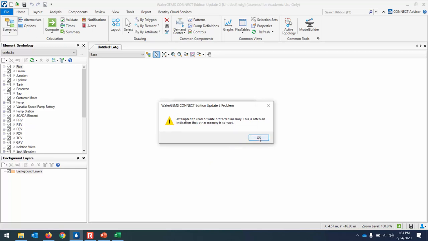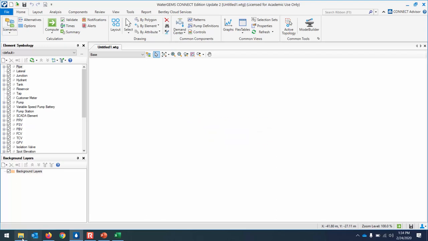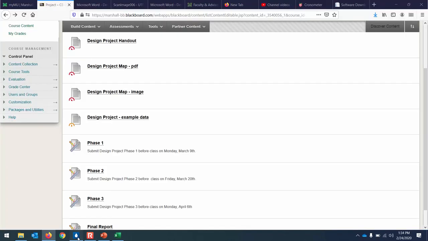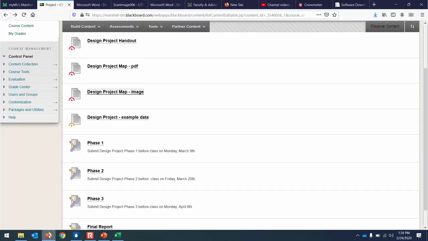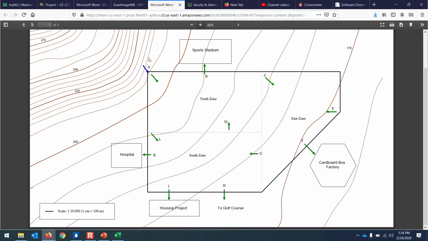I'll have to debug this error message. If I remember correctly, it's happened before when bringing up the image file. I'll figure that out and get back to you. But the idea is that you'll bring the image in the background, and then you'll just be able to draw your network on top of it, so that you won't have to do the scaled lengths. Where you click the cursor will actually build the property of the length of the pipe.